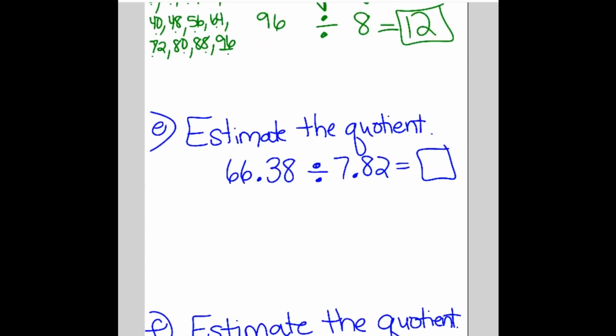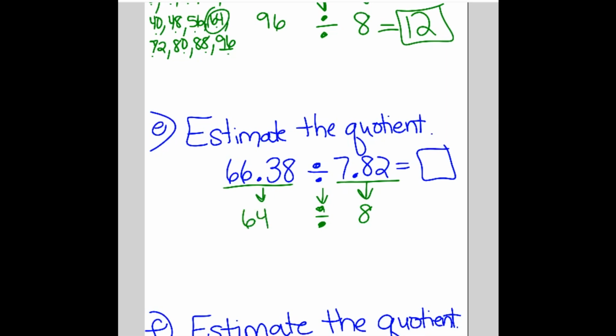Our next example says estimate the quotient 66.38 divided by 7.82. So for this one, 66 and 7. Okay, this one I'm going to think about my facts again. If I turn that 7.82 into an 8, since I just did my 8 facts up there, this is division still. And that 66, that number is close to what? That 64 that we just had up there, right? So change that 66 to 64.